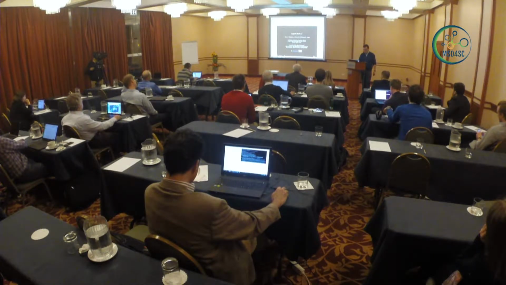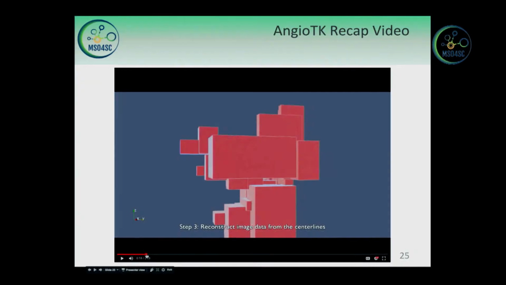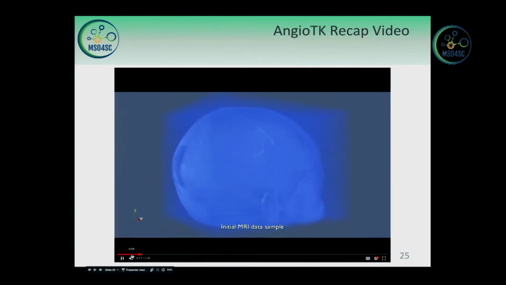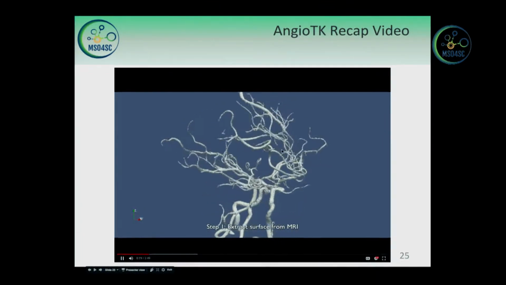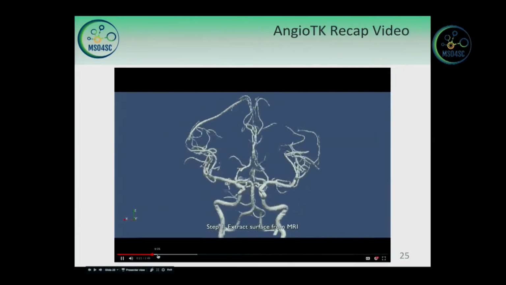So the network is actually quite slow, so it's a pity. But here there is a video. This is a 3D image. Here, the first segmentation with quite a bit of garbage.